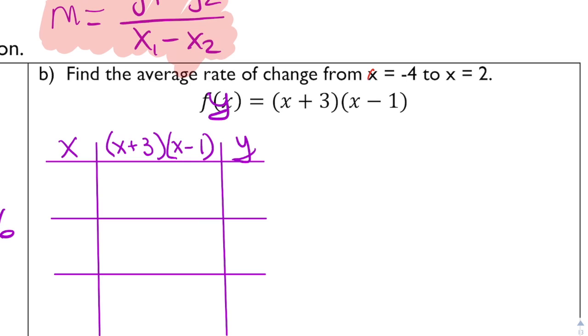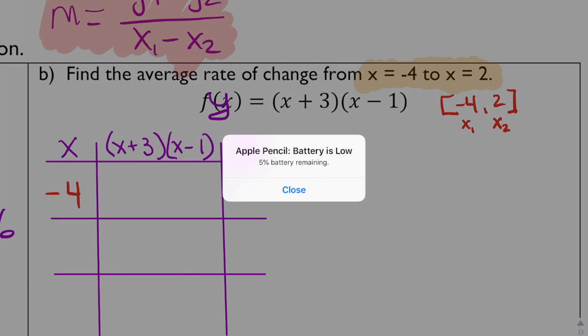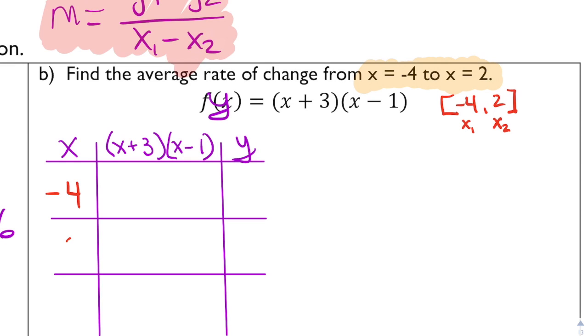Our interval is where x is between negative 4 and 2. Our interval notation then is (-4, 2). That's x1, x2. So those are our input values. So we're going to go over to our table and put in negative 4 and 2. The first value is x1, the second is x2. We get our answers, y1 and y2.